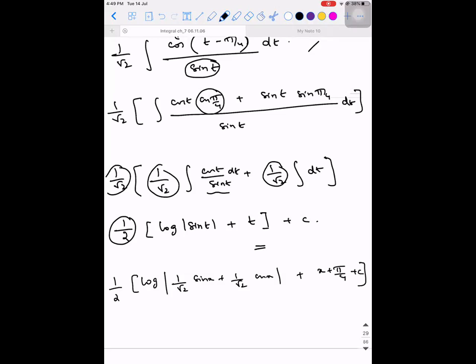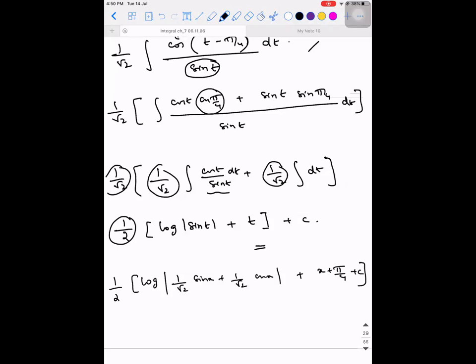Did you guys understand what I did here? Guys, please respond. Did you understand what I did? Or is there anyone having a doubt? I just substituted t is equal to x plus pi by 4. Okay, sir. Got it. Now, if you observe, this answer and the one given in the book are not the same. You can verify. Yes, sir. They are not the same.